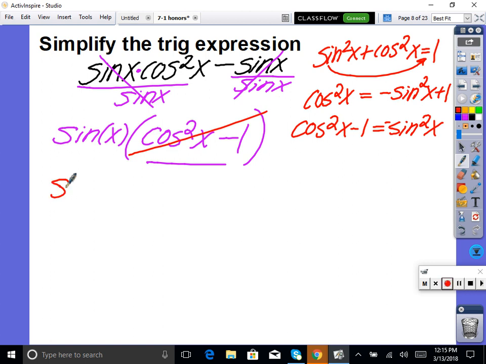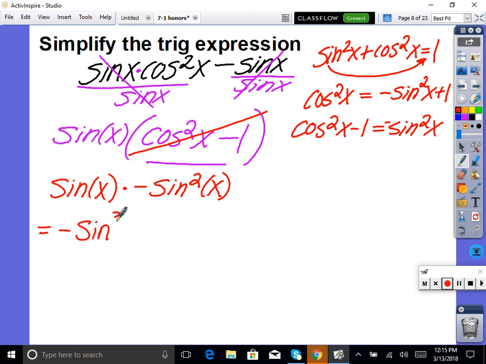So we have this. Sine of x times negative sine squared x, which is what? Negative sine cubed of x, which is one term and no fraction. So that's better than 2 terms. Everybody is doing okay with that one?